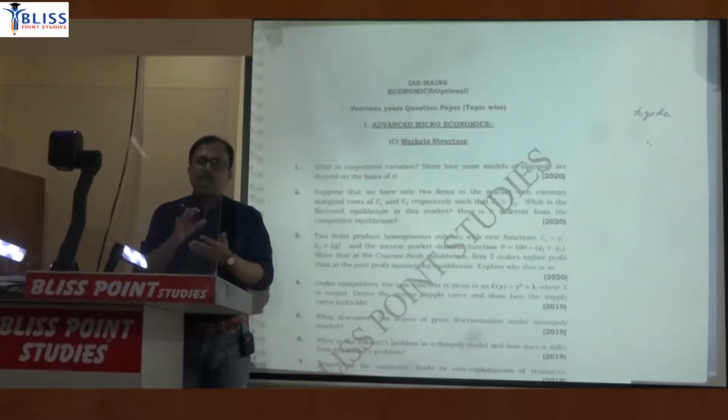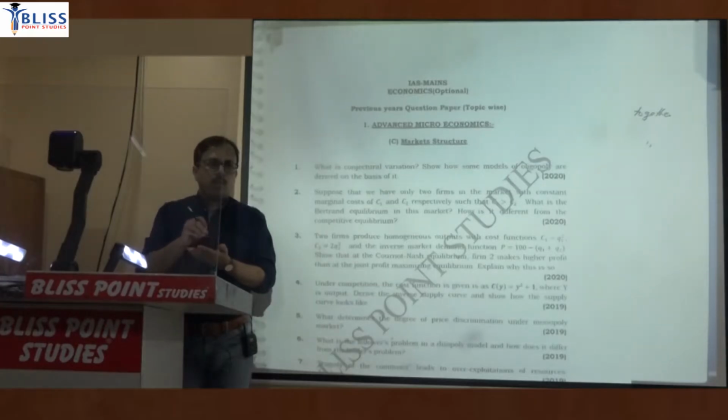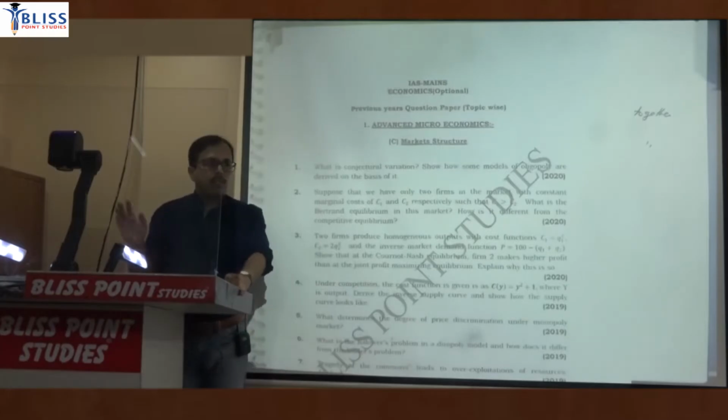So based upon one conjectural variation we get the Cournot model. Based upon a second conjectural variation we get the Bertrand model. Based on a third conjectural variation we get the Stackelberg model. So what is the conjectural variation in the Cournot model? The conjectural variation in the Cournot model is that when one firm decides its own output, it considers or assumes that the output produced by the other firm will remain same. That is its assumption, that is its conjectural variation.